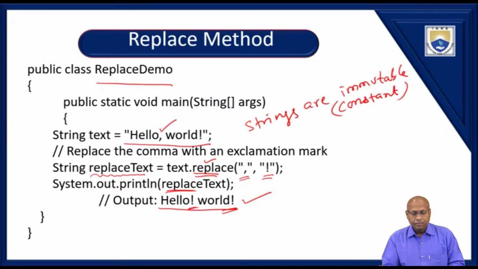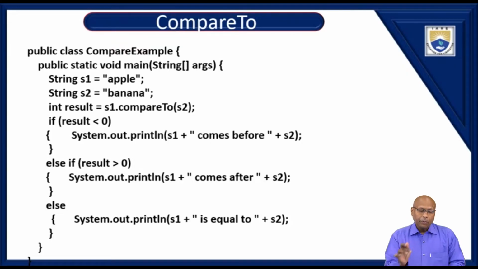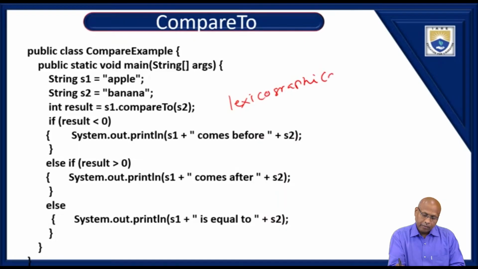Next, one more important method called compareTo. I told you compareTo is also one of the important methods in the String class. Its duty is to compare two strings in lexicographical order, in dictionary order. Lexicographical order means alphabetic order.